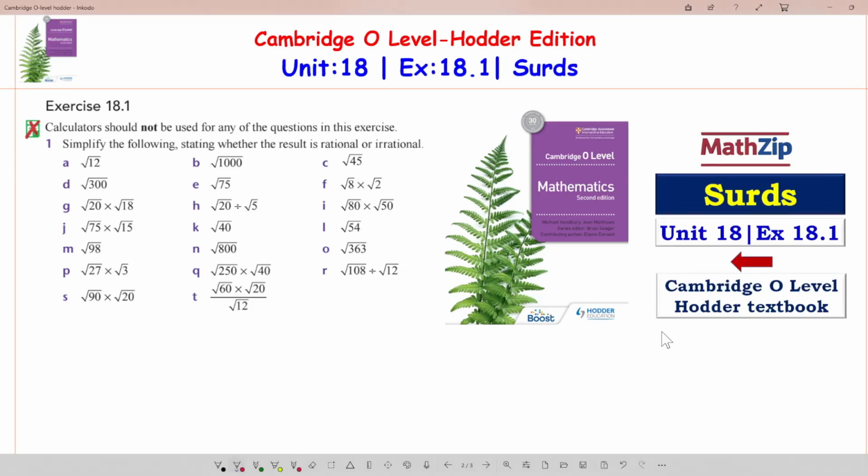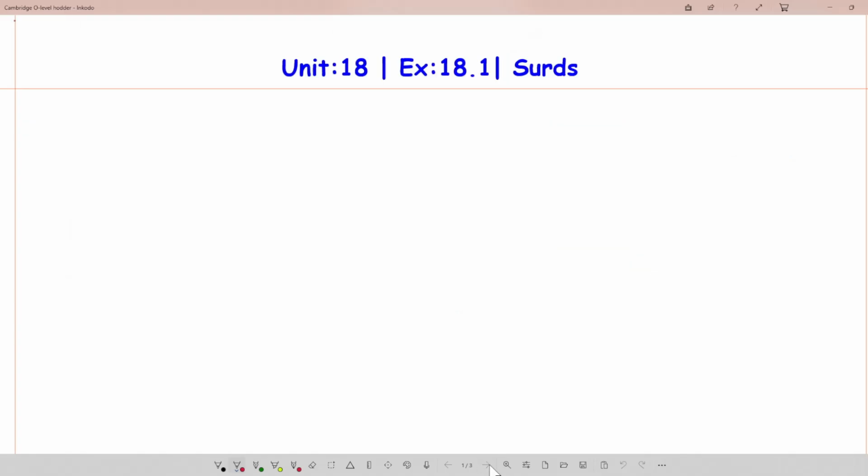This video I am going to start a brand new episode. Our topic is surds. This is very important and we are starting unit 18, exercise 18.1, and we are following the Cambridge O-level Hodder textbook. So let's get started. First things first, we have to know what a surd is.